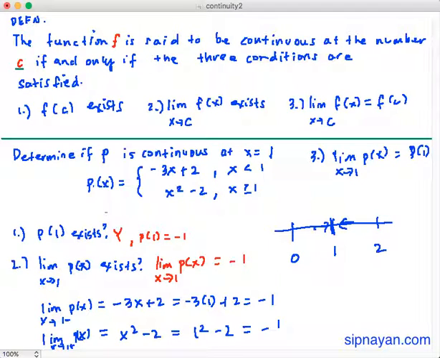Ano nga ulit yung limit natin dito? P of x as x approaches 1. Ito yung sa number 2, di ba? This is negative 1. Samantalang yung p of 1 natin is also negative 1. So, equal silang dalawa, no? So, yes. This is also yes. It exists. And this is also yes. So, yung tatlong conditions na yan na-satisfy, meaning the function p is continuous at x equals 1.